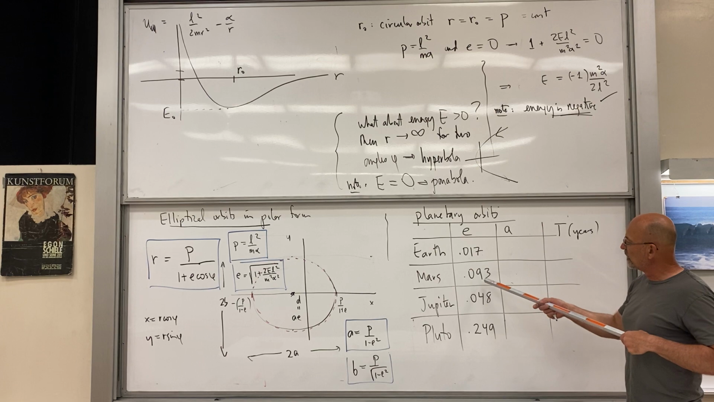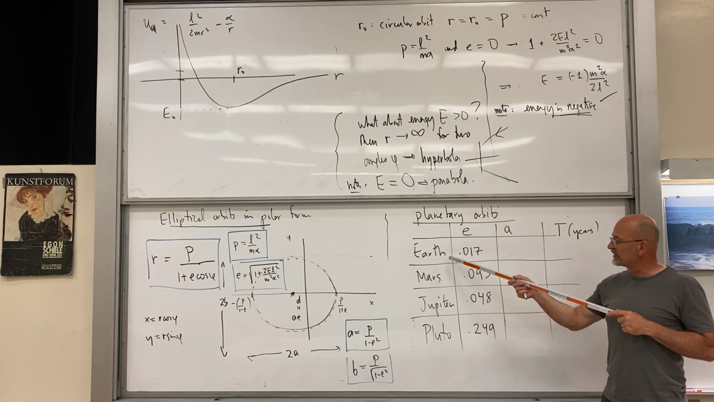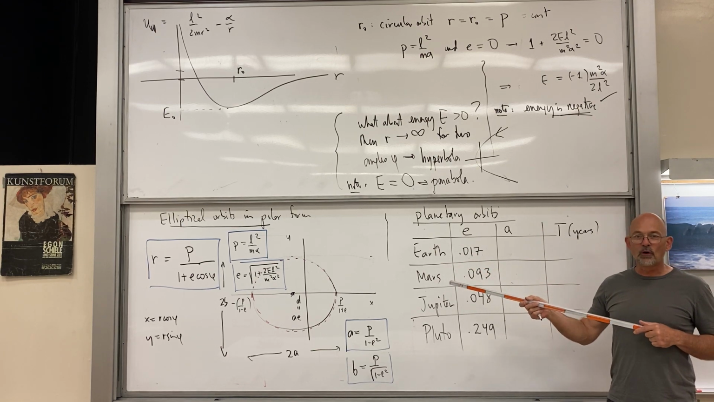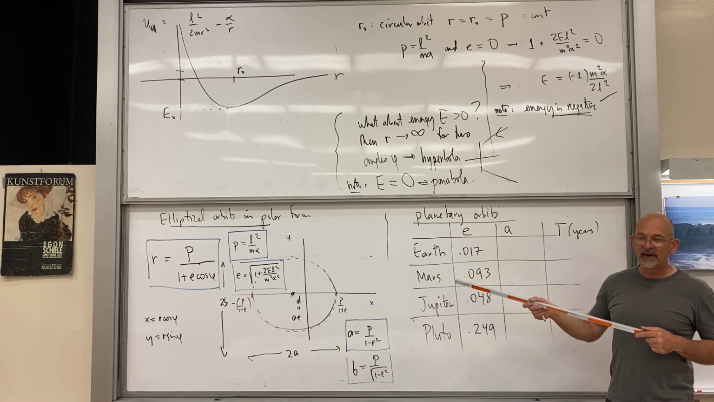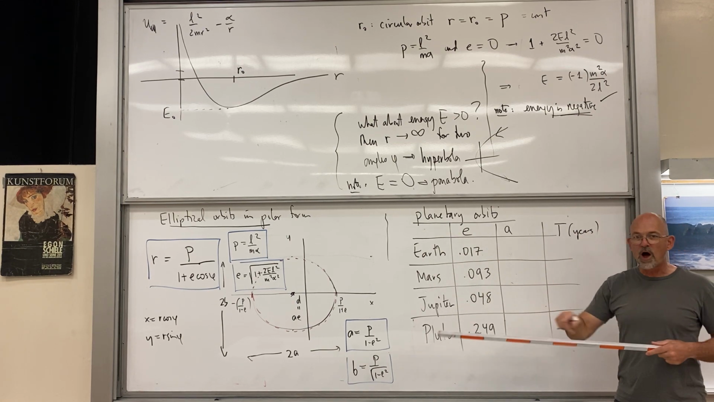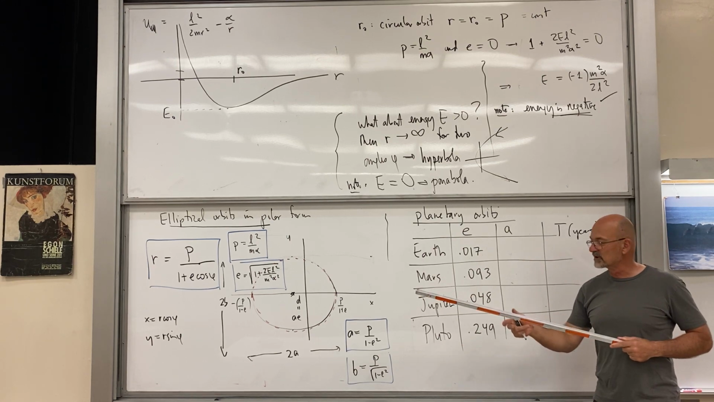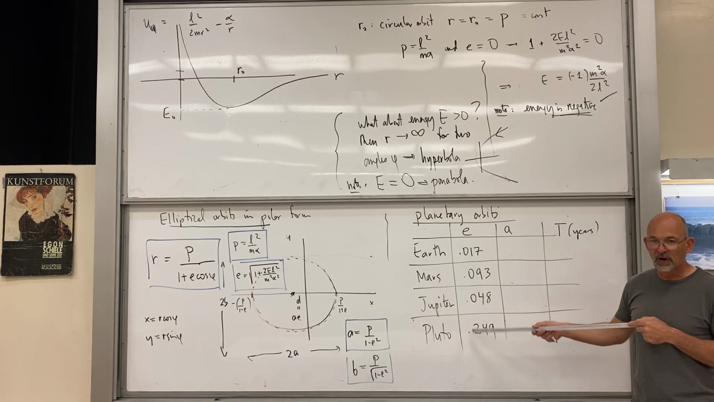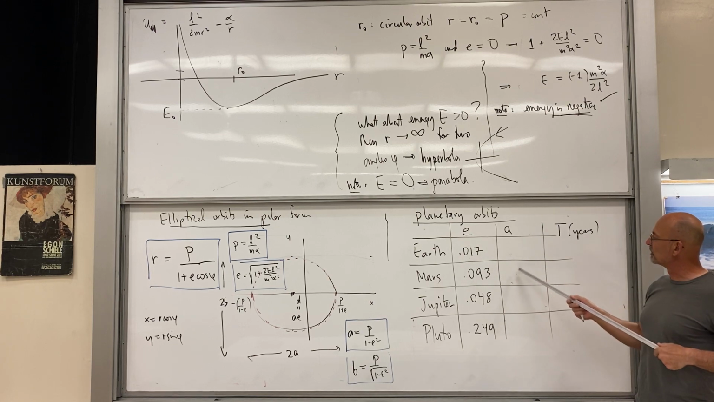And the point we're going to make with this is that nearly circular orbits are very common. Any of these we could consider nearly circular if we were just to draw them and stare at them. They wouldn't look that elliptical except for Pluto. These would look like big circles.